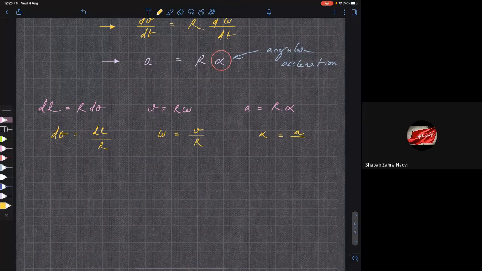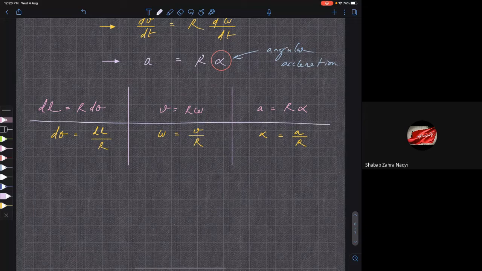Now these are very important relationships, and you will be using them a lot in this chapter as well as in the chapter called rotational dynamics. You have to be very familiar with these three relationships. Extremely important.